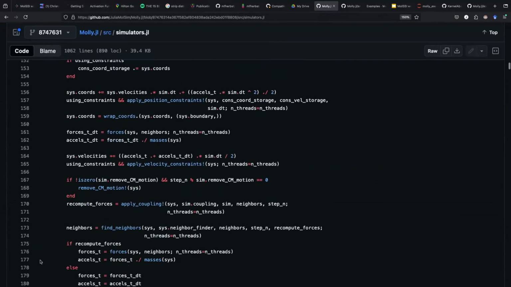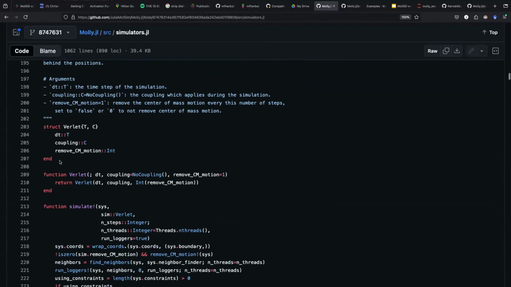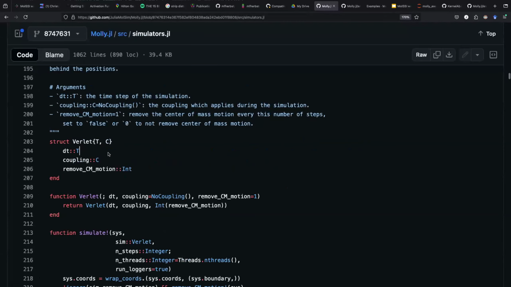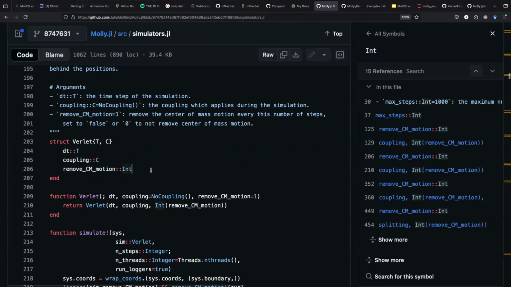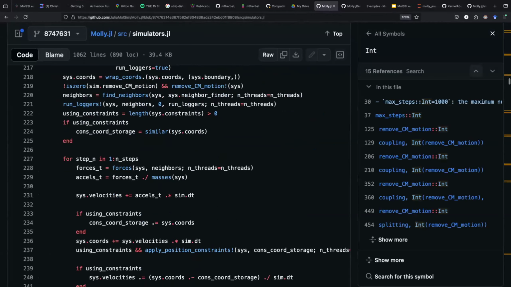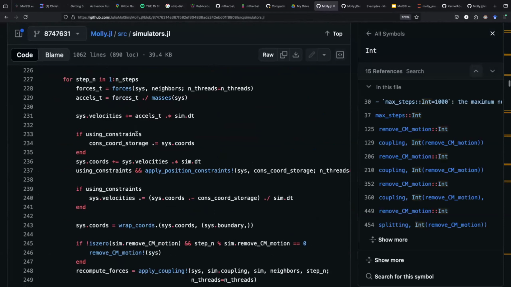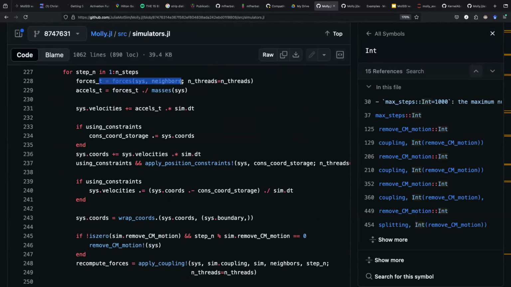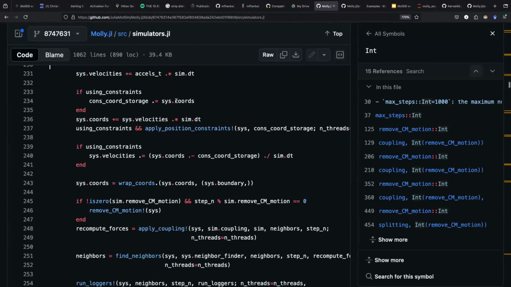Let me show you an example of the Verlet code. So here's the struct. You need the time step. You can have an optional coupling. And this just gives you the option to remove the center of mass motion, a bit of a technicality. And then in the simulate function, you do some kind of setup, and then every step, you calculate the forces, you get the accelerations from F equals ma, and then in Verlet, you basically update the velocities, so that's this line, and then you update the positions, which is this line.